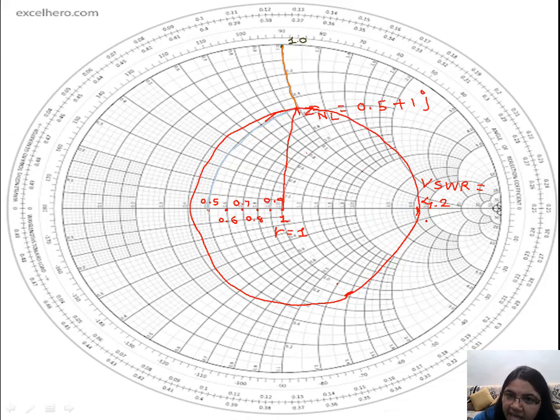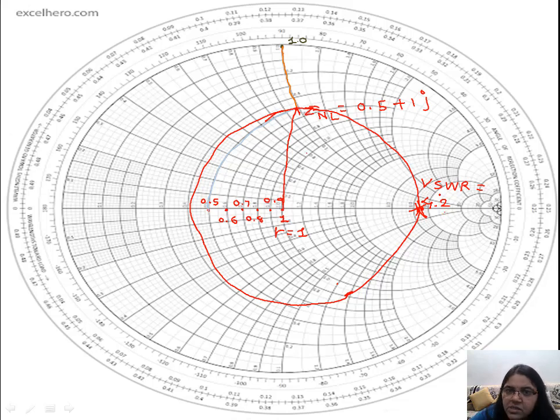Now that circle will cut at some point onto this reference line. Here you can see that this circle will cut at this point. This is referred to as the constant VSWR circle. This point, when you read it on the Smith chart, would be 4.2. So this 4.2 is my VSWR value.